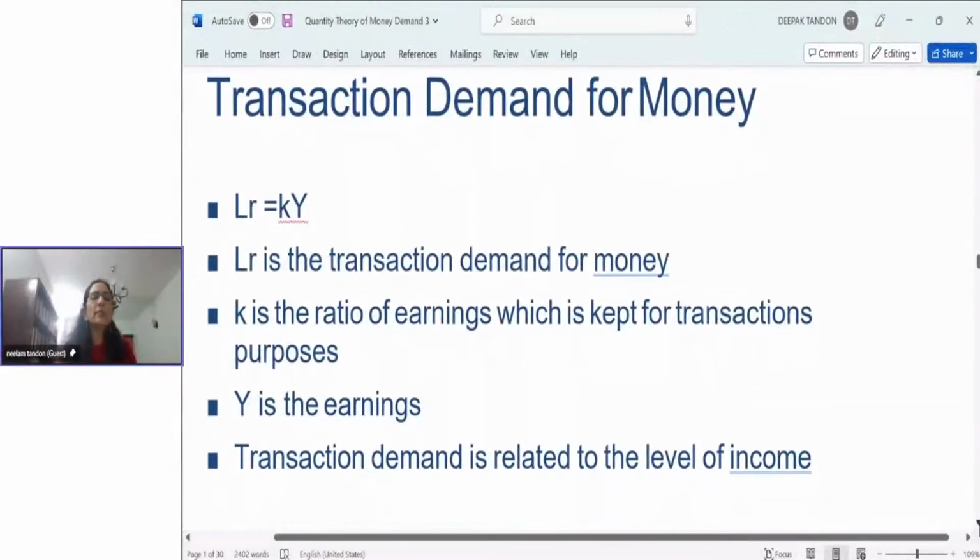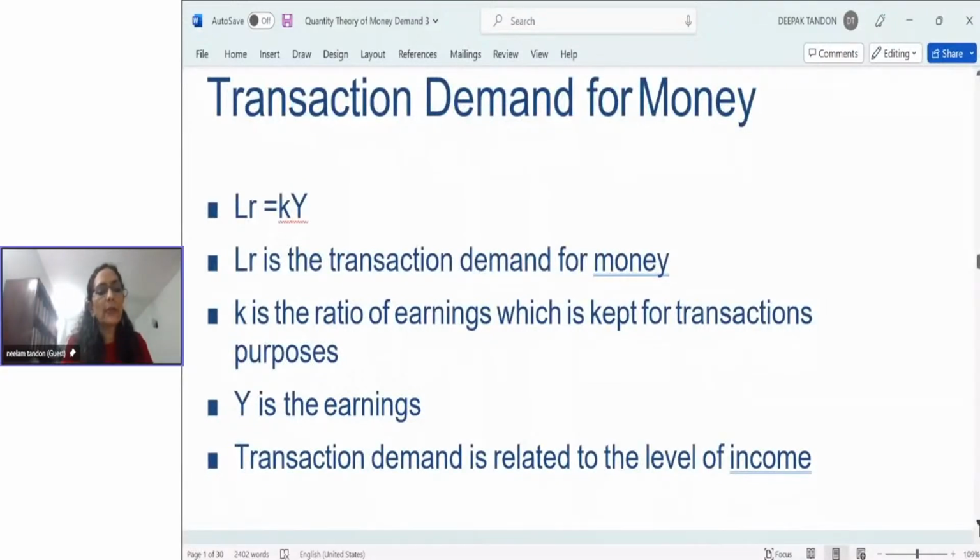Okay, so transaction demand for money, you can see here LR depicts what? Transaction. LR is for transaction demand for money. You want to keep liquid money, that is why it is LR. K is the quantum of your earnings which you want to keep as cash. Y is your total earnings. How much do you get? This is the same as the Cambridge equation, isn't it? So this is the same concept. Here K stands for what? The ratio of earnings which you keep for cash purposes.